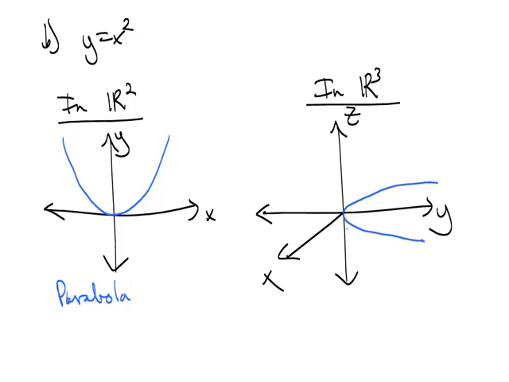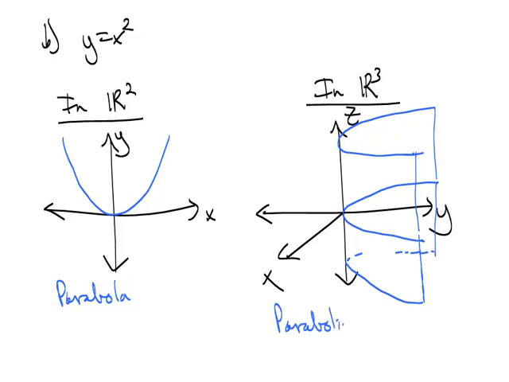But now z can be anything as well. So what we end up with then is this thing extending up infinitely far in the z direction, both positive and negative. And we call that a parabolic cylinder. We have a three-dimensional surface in R3. We call this a parabolic cylinder. That's kind of cool, huh? Hope you can see what I'm trying to convey there.